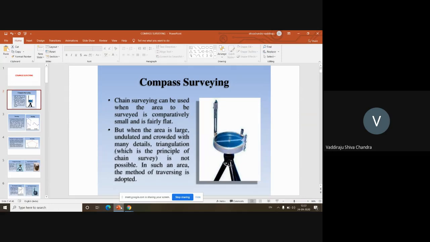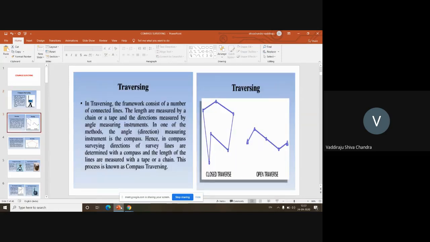Generally, the principle of chain surveying is triangulation. That is, the whole survey area is divided into a set of triangles. Whereas in compass surveying, the principle is traverse.